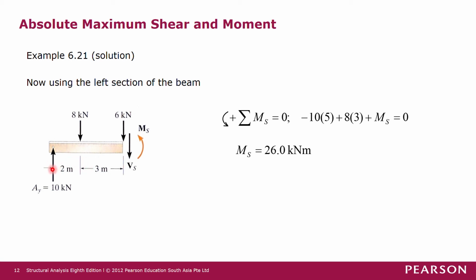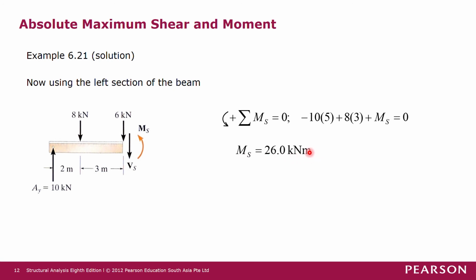So these are the shear force and bending moment in the positive sign convention. We just measure all the distance of the forces, and we know AY is equal to 10 kilonewton from the analysis. So now we just sum moment at this point S here. If we sum moment here, then we're going to get minus 10 times 5 plus 8 times 3, plus Ms equals 0. If we solve for Ms, we get Ms equals 26.0 kilonewton meter.